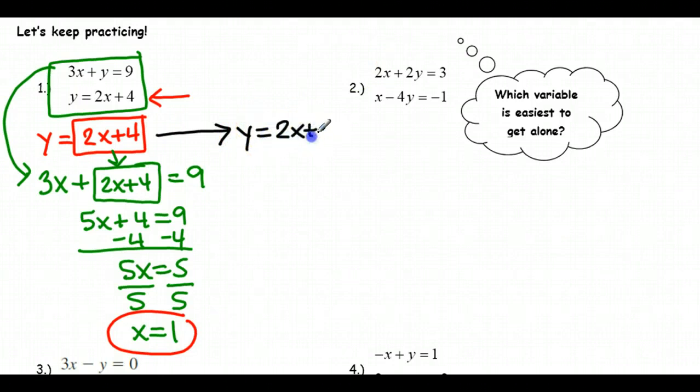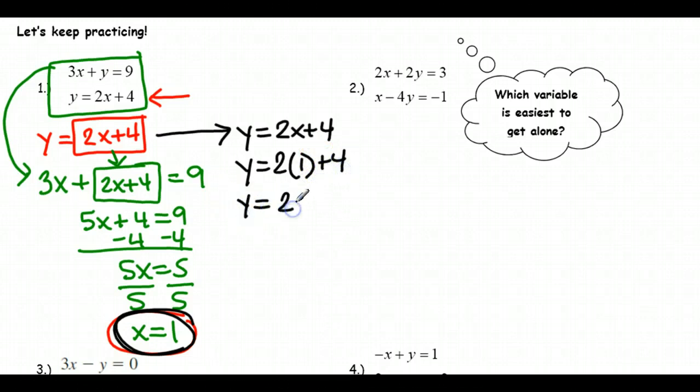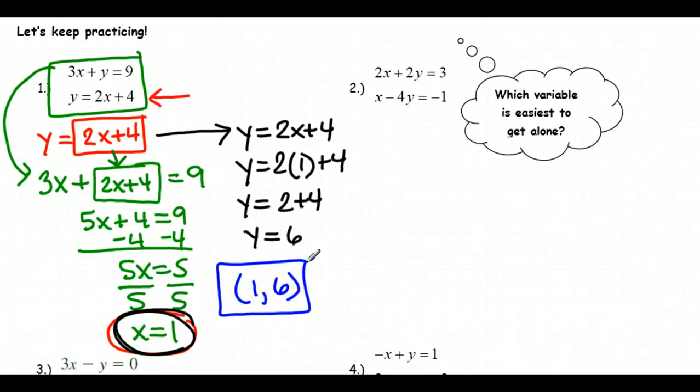So y equals 2x plus 4, but now I know that x is 1. So y equals 2 times 1 plus 4. And if I simplify this, we get 2 plus 4, which is 6. So the solution to this linear system is 1, 6. Alright, let's go ahead and move on to number 2.